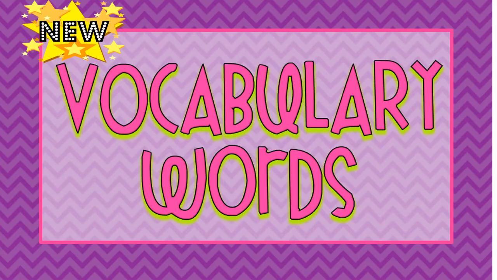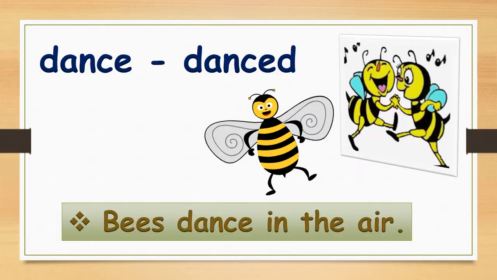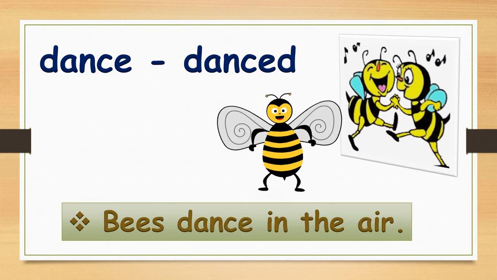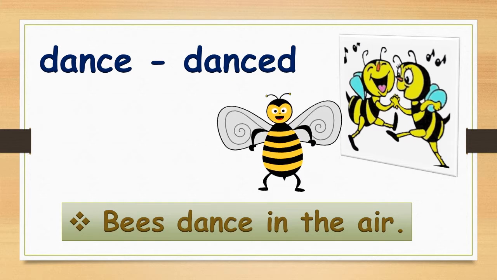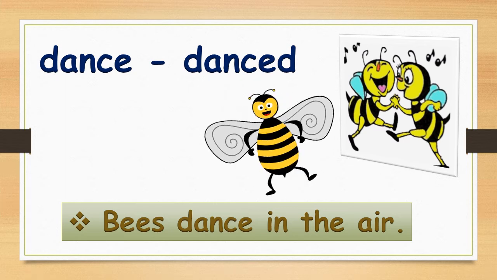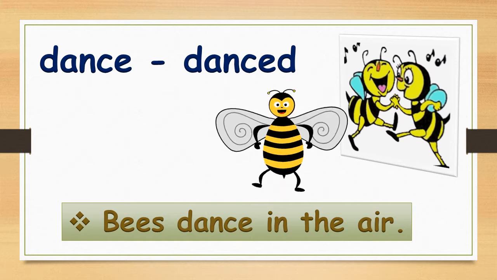Let's know our new vocabulary words in this lesson. The first word we have is dance. Dance is a verb. The present of this verb is dance, and the past of this verb is danced. For example, bees dance in the air.